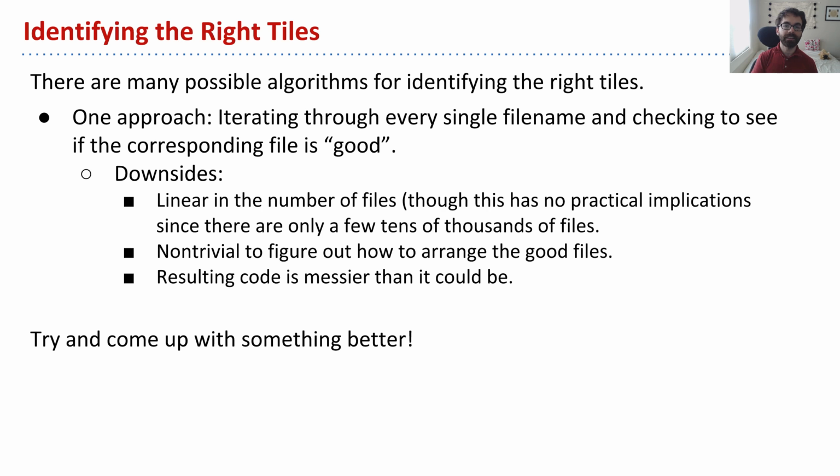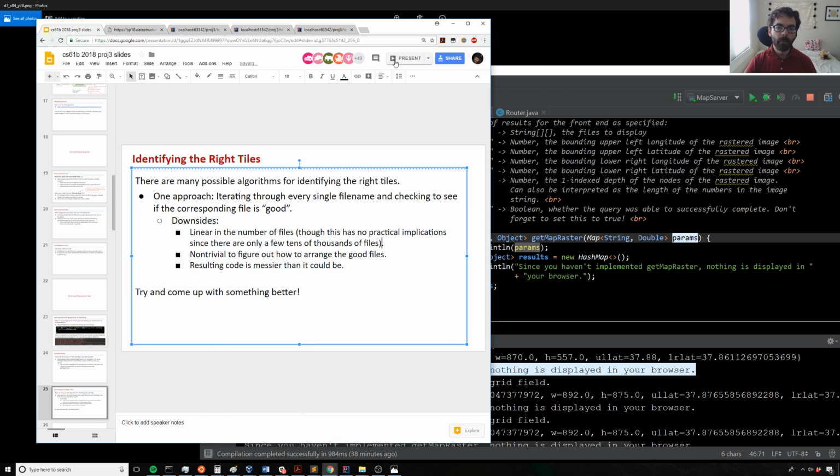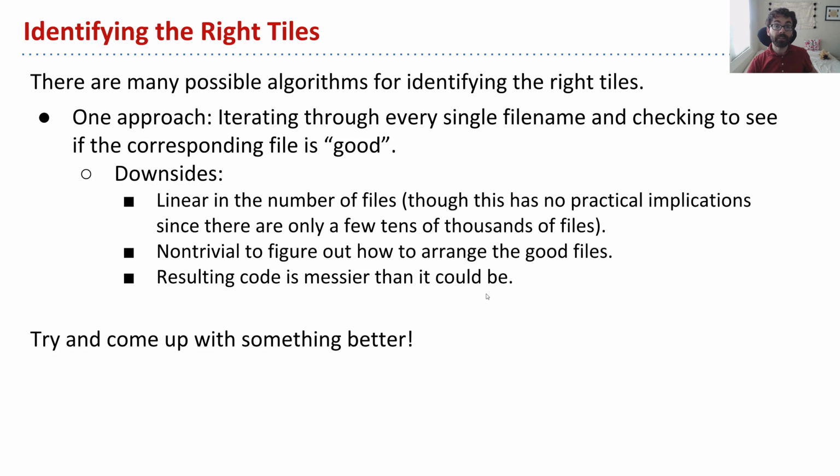Okay? And lastly, when it comes to how do I actually figure out what the right tiles are, well, there's a bunch of approaches. One of them is iterate through every single file name and check to see if the file is good. But I think that there's a number of downsides to this naive algorithm. One, it's linear in the number of files, though that's not actually going to make your code slow because there's not that many files, like tens of thousands. Another issue is that it's going to be non-trivial once you figure out what the files are to arrange them. And then I think most fundamentally, the resulting code is messier than it could be. So maybe try and come up with something better, something that feels a little cleaner. But I'm not going to say you absolutely can't do this, but try and find something better. Okay, so that's all our tips for general programming.